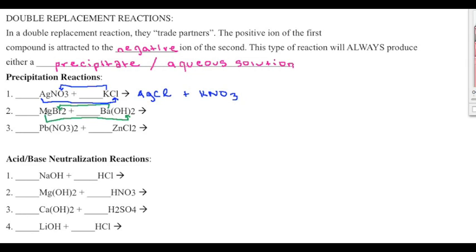So let's look at this. I got Mg and OH. Well, Mg has a +2 charge, OH has a -1 charge, so I actually do end up forming Mg(OH)2 because I crossed my charges. All right. My other product is going to be Ba and Br. Barium, Ba, has a 2+ charge, and Br has a 1- charge, so I have BaBr2.